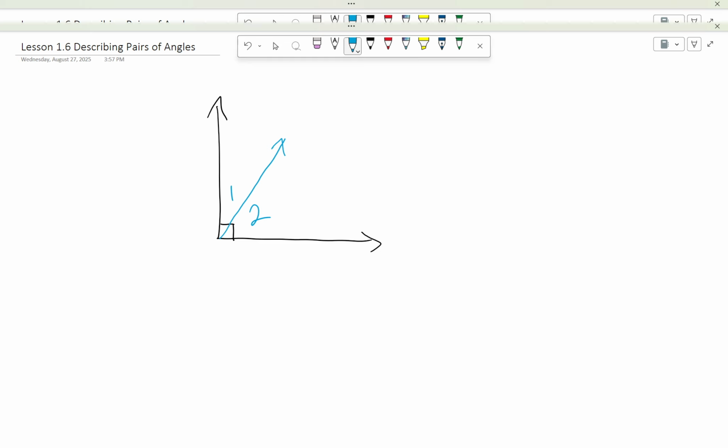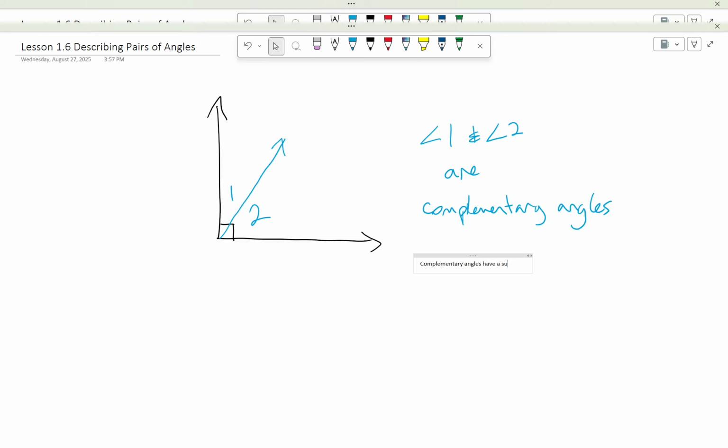So we're going to name these angles 1 and 2. Since the two of them together, through angle addition, would have a degree measure of 90 degrees, these are by definition complementary angles. So 1 and 2 are complementary angles. Again, complementary angles by definition have a sum of 90 degrees. So what we're saying is that 1 and 2 have a sum of 90 degrees.